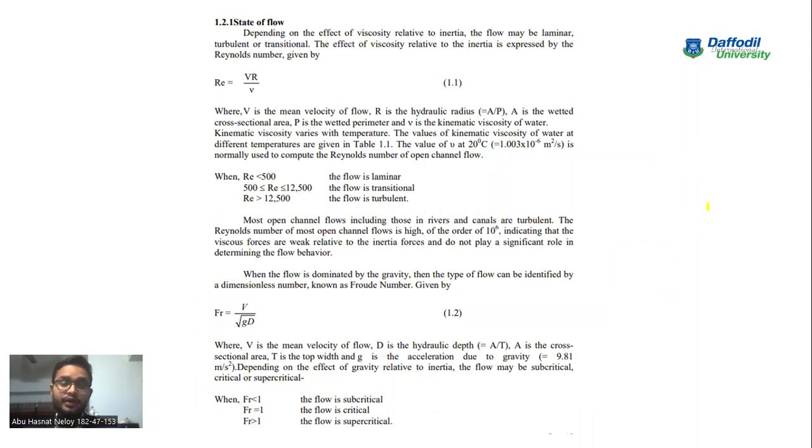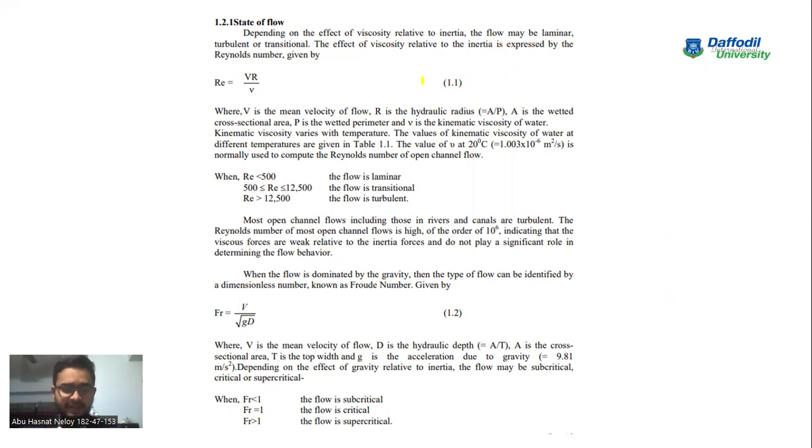So there are two effects regarding state of flow. First one is the effect of viscosity and another one is the effect of gravity. Depending on the effect of viscosity, the flow type may be laminar or turbulent or transitional. The effect of viscosity is expressed by the Reynolds number.